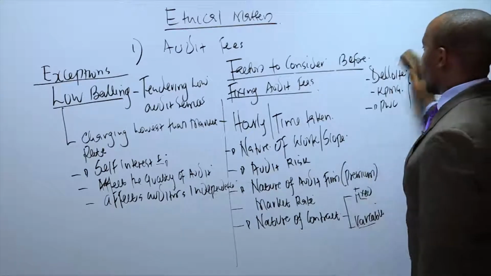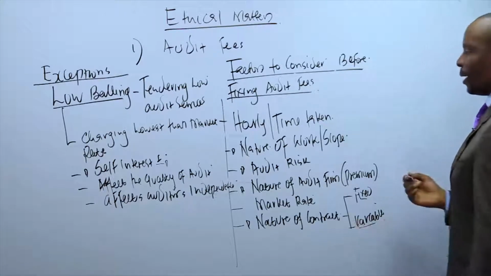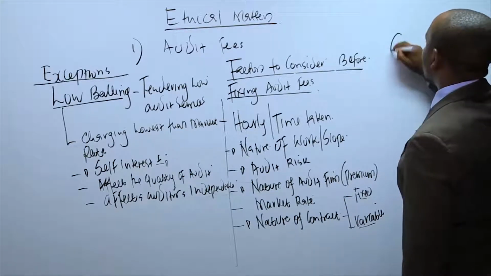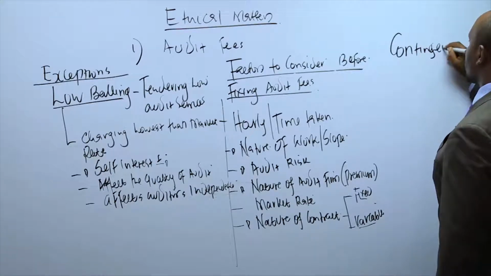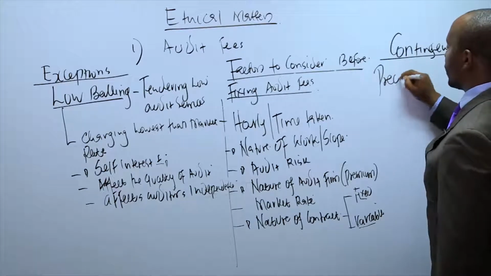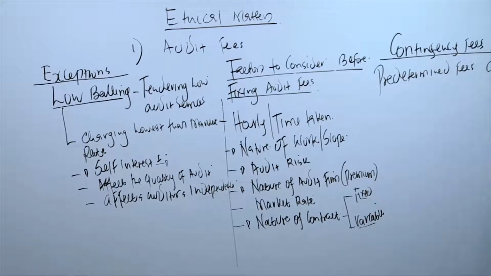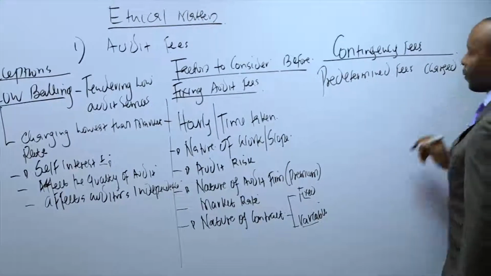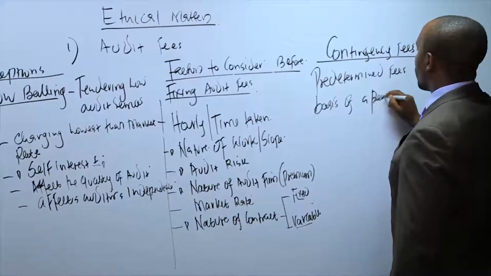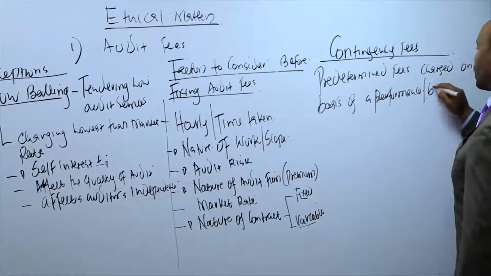Then there is also a situation whereby, apart from charging the lowest in the market rate, you can find an auditor charging a predetermined fee. He says, let's determine the fee in advance, and that fee is going to be based on a particular percentage. That is called a contingency fee. A contingency fee is a predetermined fee charged by an auditor on the basis of a performance or a particular benchmark, or what we refer to as the bottom line.